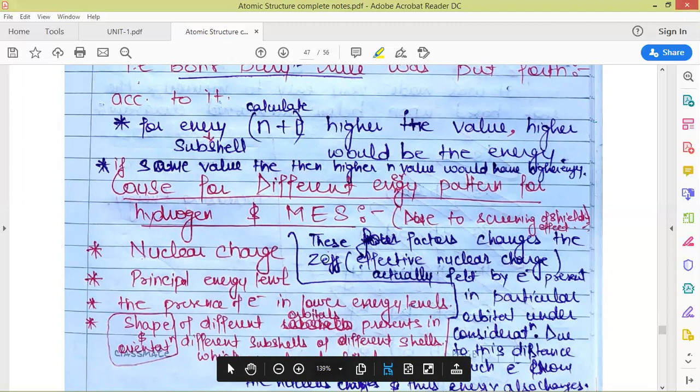So the screening or shielding effect depends upon nuclear charge. The more the nuclear charge, the more the nuclear pull is going to be.